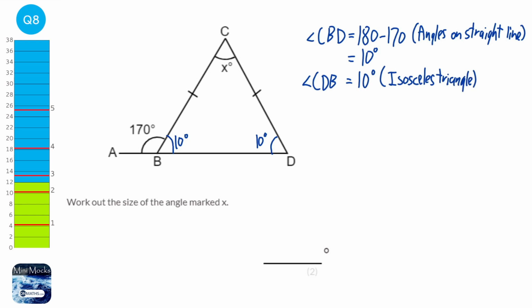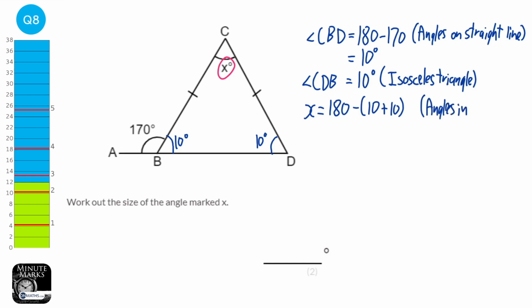And to find out what x is going to be, it's going to be 180 subtract 10 plus 10. And the reason for that is its angles in a triangle add up to 180. So that's going to be 160 degrees. Make sure you state your reasons for every step of the working out, because there's normally quite a few marks for the reasons.